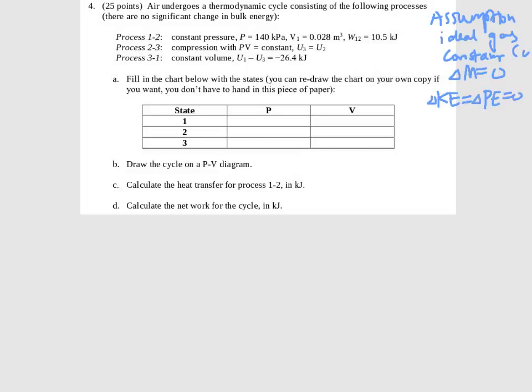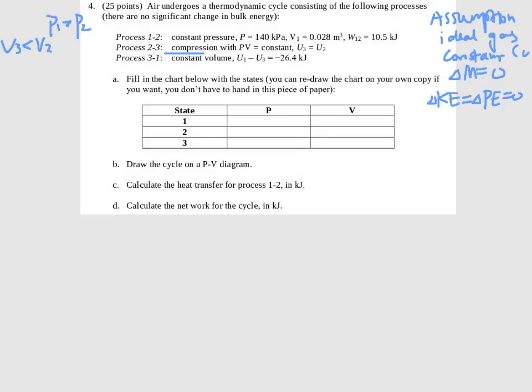Next step, we're going to translate English into thermodynamics language in order to make our life easier. So for process 1 to 2, it says constant pressure. So that tells us P1 is equal to P2. Process 2 to 3, it's compression with PV equals constant. So compression tells us V3 is smaller than V2 because we compress the air.